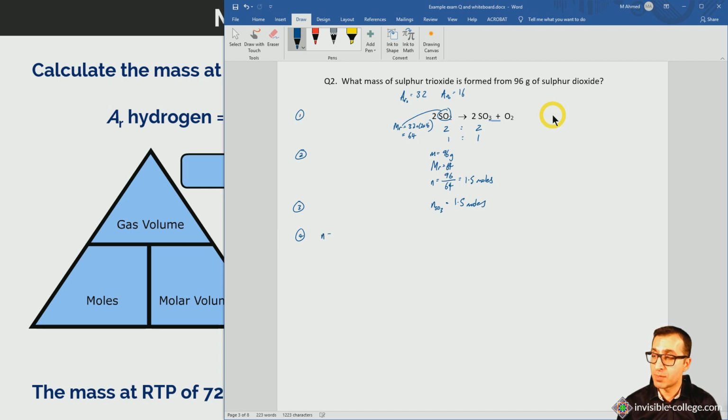So in this case, we need the equation: number of moles is equal to mass divided by relative mass. The relative formula mass of sulfur trioxide here is going to be 32 for the sulfur plus 3 times 16 for the 3 oxygens. So this gives us a relative formula mass of 80 for sulfur trioxide. If we rearrange this equation, the mass of sulfur trioxide is going to be the number of moles of sulfur trioxide multiplied by its relative formula mass. So we have 1.5 times the relative formula mass, which is 80, which gives us 120 grams of sulfur trioxide.